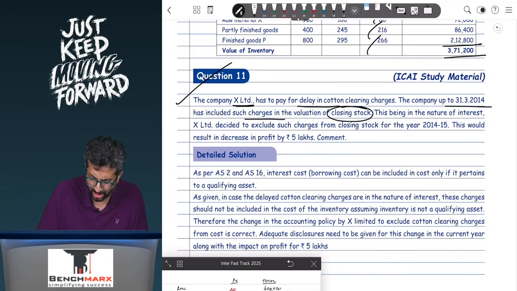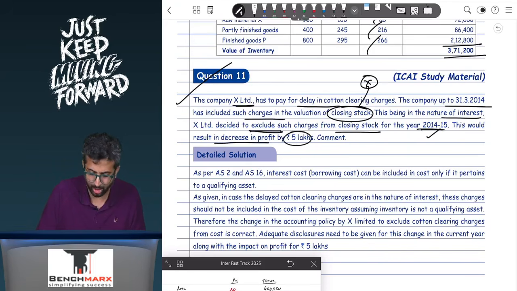Now in my opinion that is wrong because cotton is not a qualifying asset, and hence interest cost should be taken to the P&L. This being in the nature of interest, X decided to exclude such charges from the closing stock from the year 14-15. Is that correct? Answer is yes. This would result in a decrease in profit by 5 lakhs. That's fine. You can give a disclosure for the same. The change done by the company is correct.